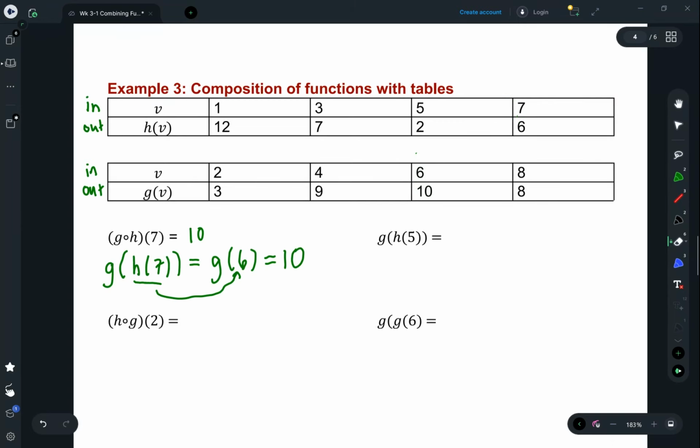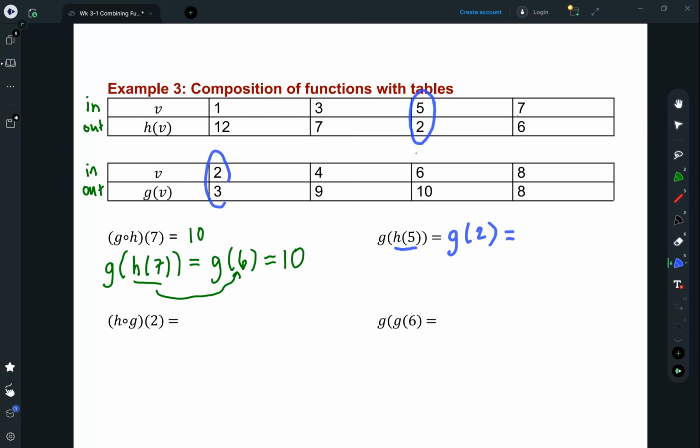All right, let's try another one. Let's try g of h of 5. So I'm going to work on the inside first, h of 5. So I need to find my function h. That's in the top. The input is 5, so the output is 2. So h of 5 is 2, so this means I need to find g of 2. I look at my g table. G of 2 is equal to 3. So my output is 3.